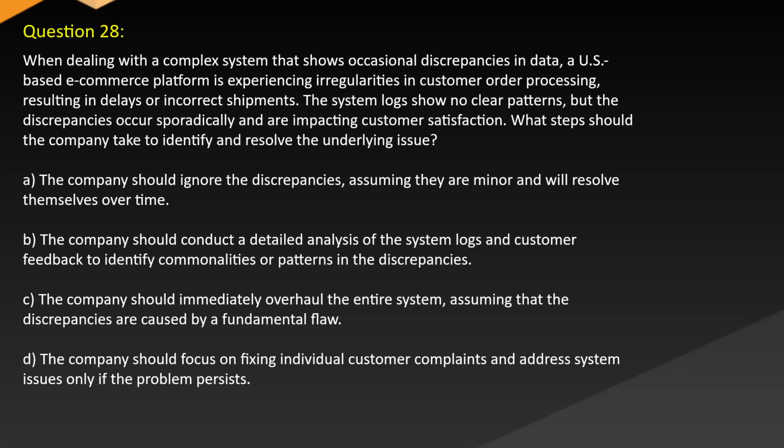A. The company should ignore the discrepancies, assuming they are minor and will resolve themselves over time. B. The company should conduct a detailed analysis of the system logs and customer feedback to identify commonalities or patterns in the discrepancies. C. The company should immediately overhaul the entire system, assuming that the discrepancies are caused by a fundamental flaw. D. The company should focus on fixing individual customer complaints and system issues only if the problem persists.